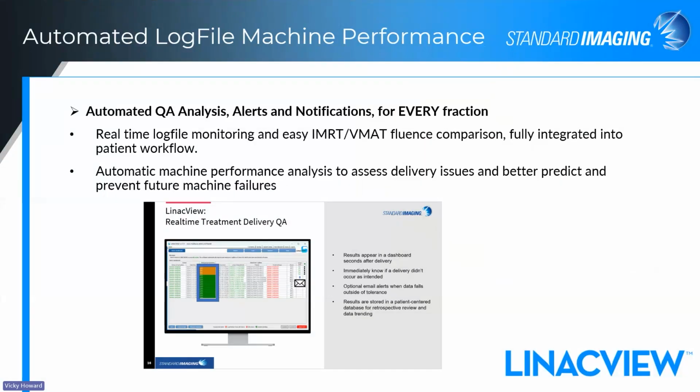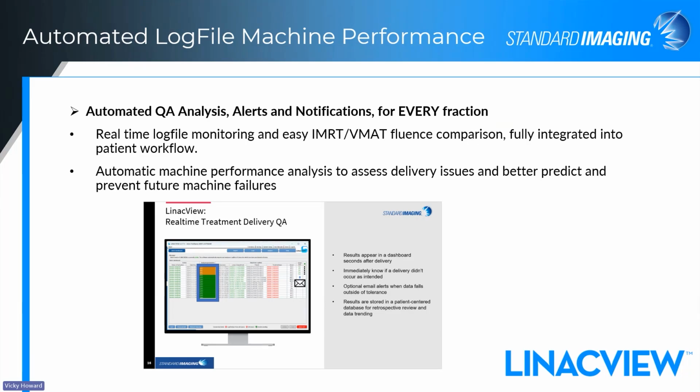All right, so I'll dive in a little bit to our LinacView. Again, that's our automated log file machine performance, delivery performance, patient QA solution. It provides automated QA analysis, alerts, notification, and it's doing it for every fraction. So it's not just for pre-treatment, it's automatically doing it every time you deliver a plan. And again, this doesn't have to be used just on your online adaptive machine. You could put this on any of your Linacs. It provides real-time log file monitoring for easy fluence comparison, as I mentioned, integrated into any workflow.